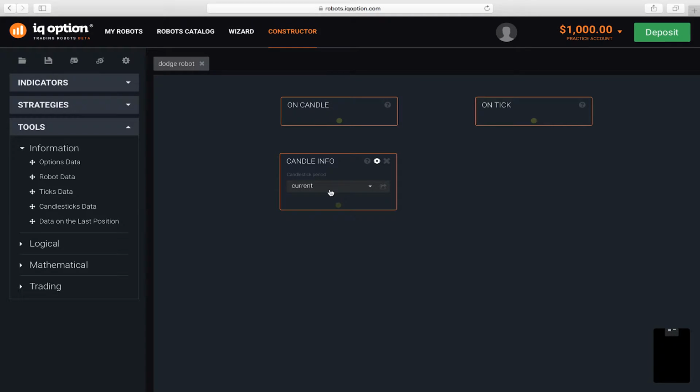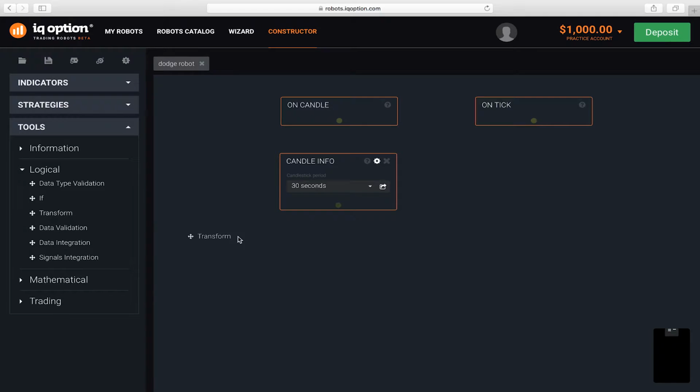In the parameters, set the candle period to work with. Let's set 30 seconds and make this a global parameter. We'll use the Transform block, which lets you get specific data from complex structures, to get information about the last two candles. To do this, connect this block to the Candle Info block.